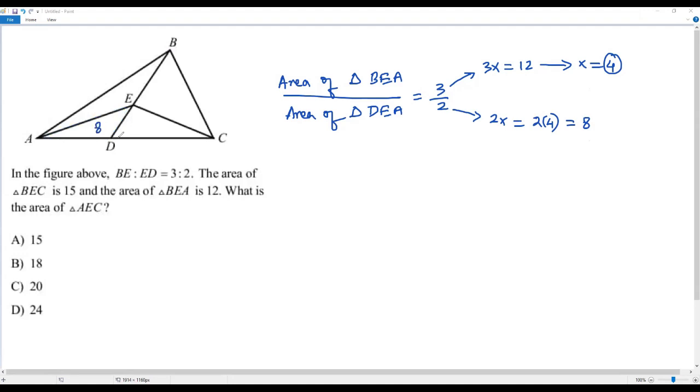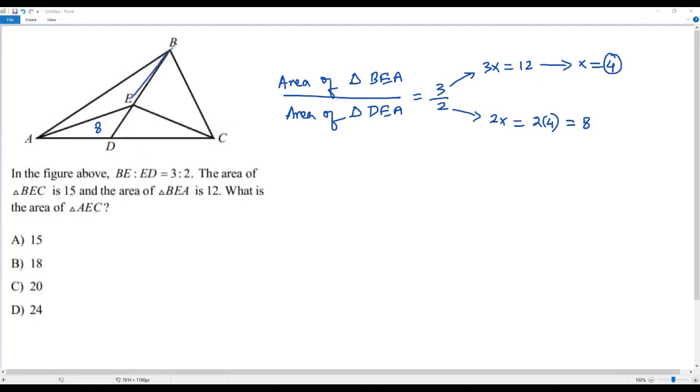Now my aim is to get the area of this triangle DEC. Once I get the area of this triangle, I can add the area of this triangle and the area of this triangle to get the area of triangle AEC according to the question. Now we have to have the same discussion. Let's consider two triangles, BEC and DEC. They have their bases on the same line segment BD. That is, BE is the base for triangle BEC and ED is the base for triangle DEC. And also they have the common vertex C. So again the same thing.